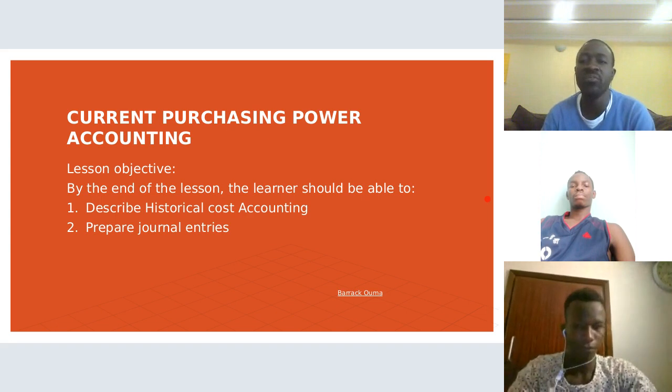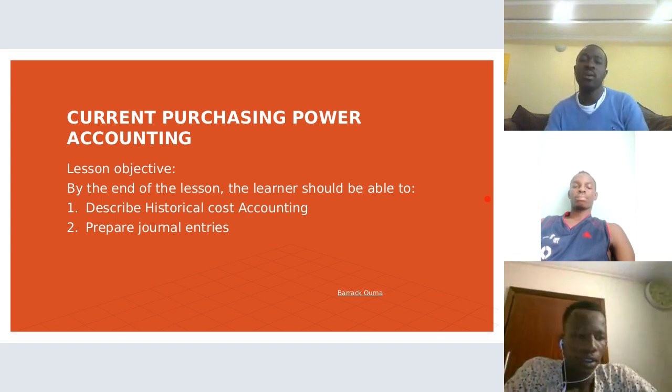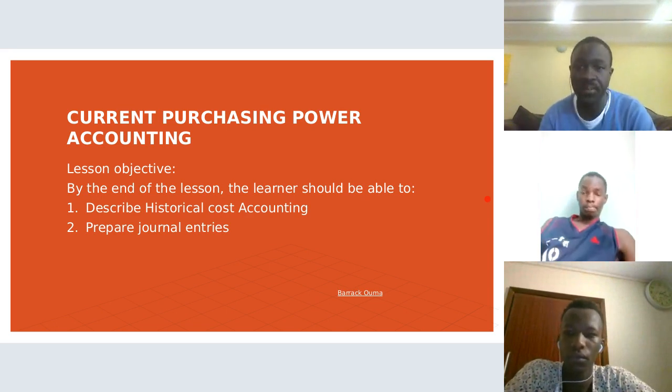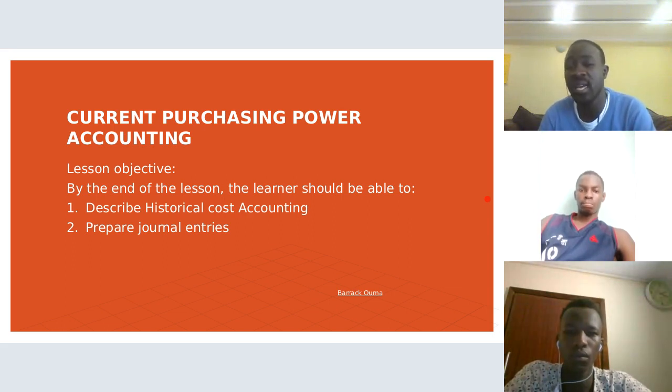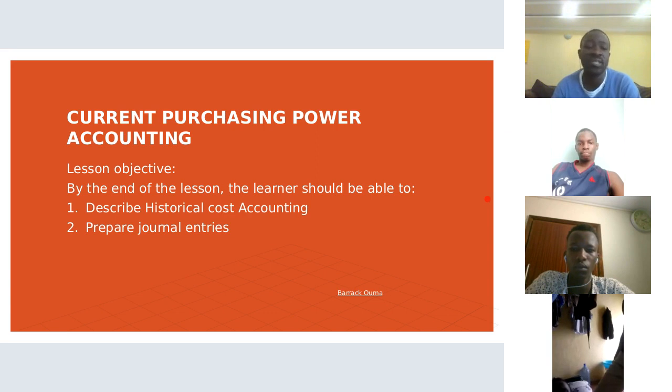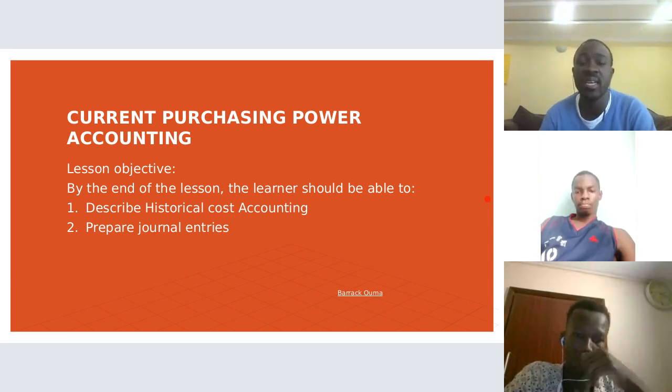So we can move straight away to our lesson for today, current purchasing power accounting. Now, the objective of this lesson is that by the end of the lesson, we should be able to, one, describe historical cost accounting. We should also be able to describe the current purchasing power accounting. And apart from that, there are also some journal entries that are expected of us.